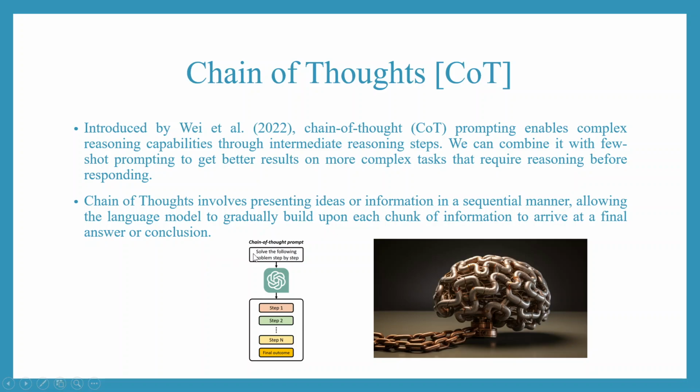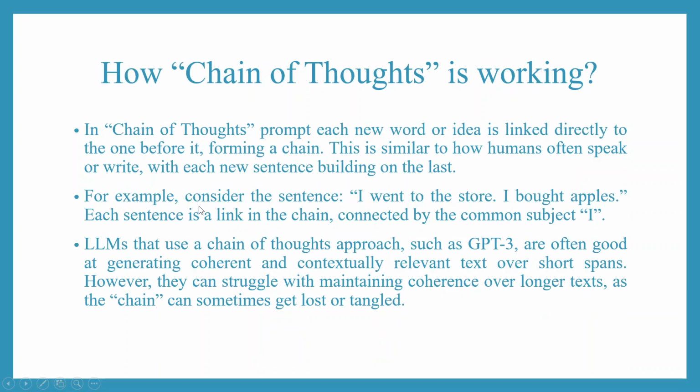Basically, chain of thought prompting solves the problem step by step. In chain of thought prompting, each new word or idea is linked directly to the one before it, forming a chain. This is similar to how humans often speak or write, with each new sentence building on the last. For example, consider this: I went to the store. I bought apples. Each sentence is a link in the chain, connected by the common subject I.